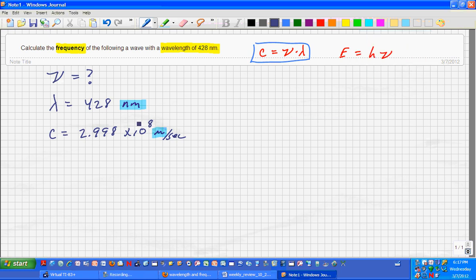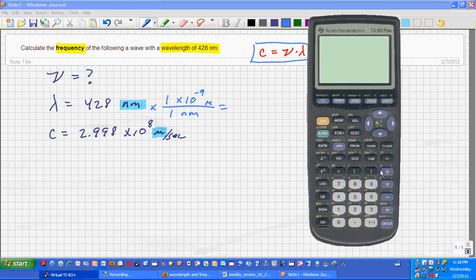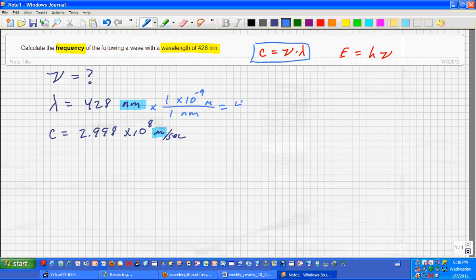So to convert the nanometers to meters, we'll multiply this by, for every 1 nanometer, there is 1 times 10 to the minus 9th meters. So let's grab a calculator, punch that through. So we got 428 times 1 negative 9th, and we get 4.28 times 10 to the minus 7th. 4.28 times 10 to the minus 7th meters, and that's what we'll use in our problem.